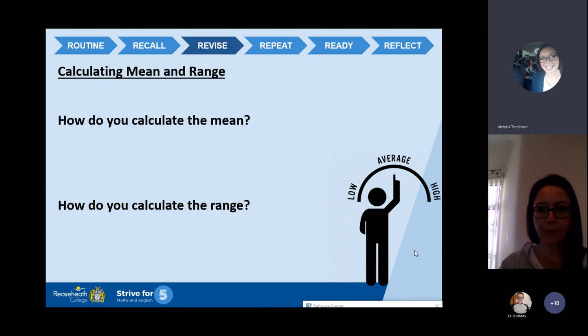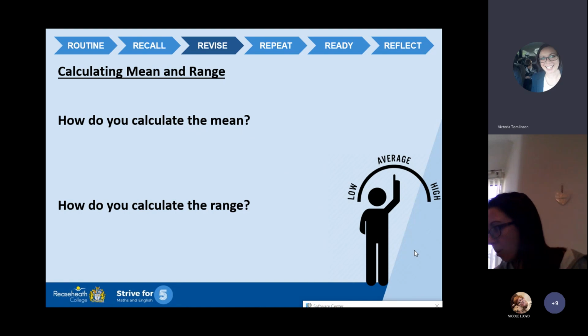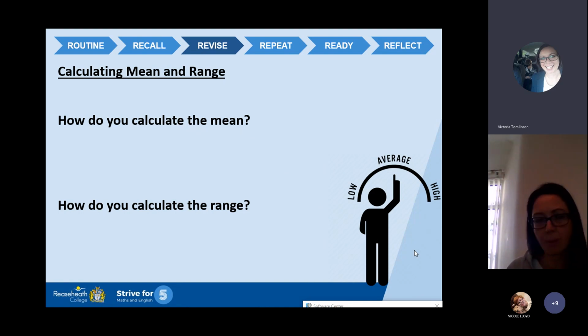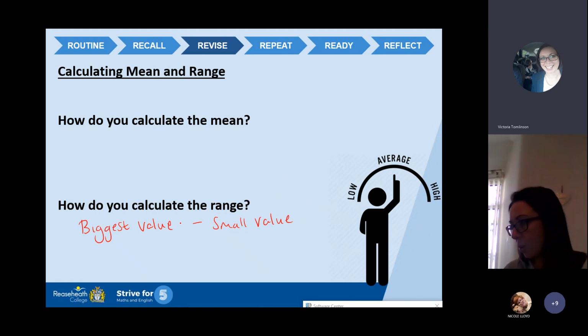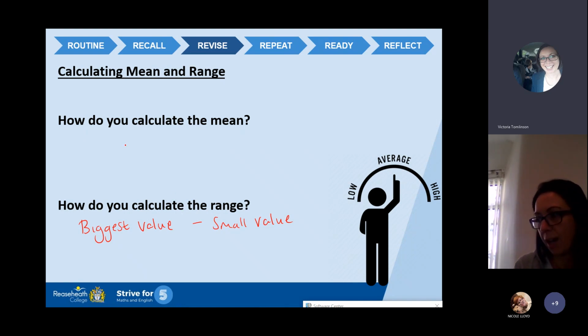Don't you add them all up and divide by how many there are? Yes, you do. Well done. So Stephen, give me the range. Big number, take away the small number. Good. Highest, take away the lowest. Well done. Good. And then Karen and Nicole, total items divided by the number of items. Brilliant. Well done. That's really written nicely, Karen.